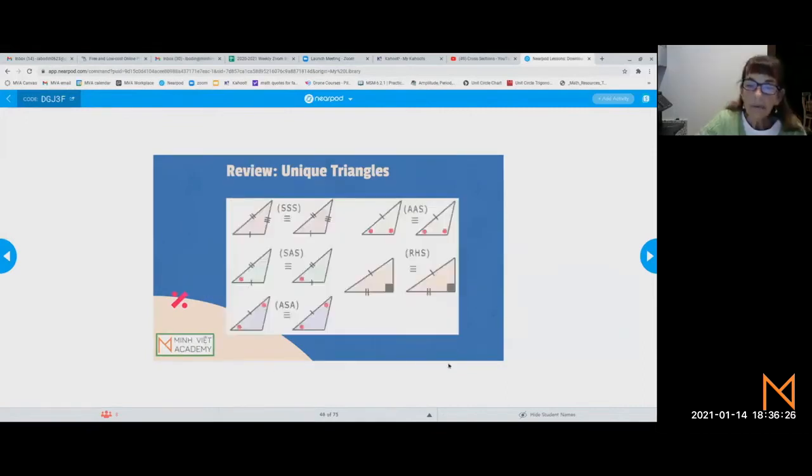Here are examples of the 5 different, and we'll call them postulates and theorems eventually, of what we just talked about with the side, side, side. Now they did mention the HL, and they call it the right hypotenuse side. We do not call it an RHS, okay?